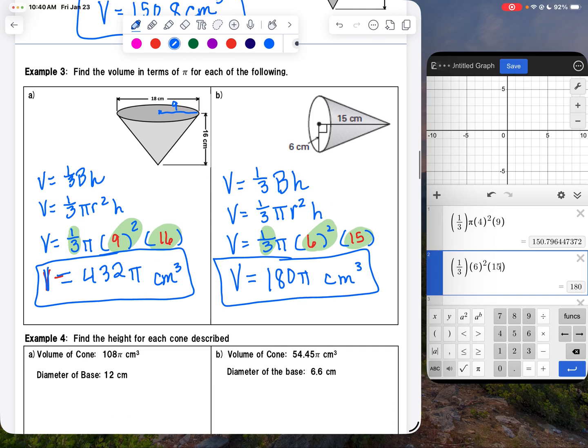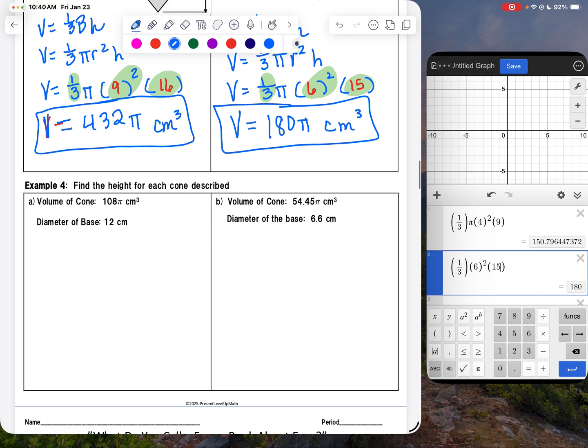All right, in example 4, it says find the height for each cone described. So notice in this problem, they did not say find the volume. It says find the height. In problem A, they gave us the volume to be 108 pi cubic centimeters and the diameter of the base to be 12 centimeters. Now, if the diameter of the base is 12 centimeters, we know the radius is 6. So our volume formula is volume equals 1/3 times the area of the base times the height. So volume equals 1/3 pi r squared times the height.